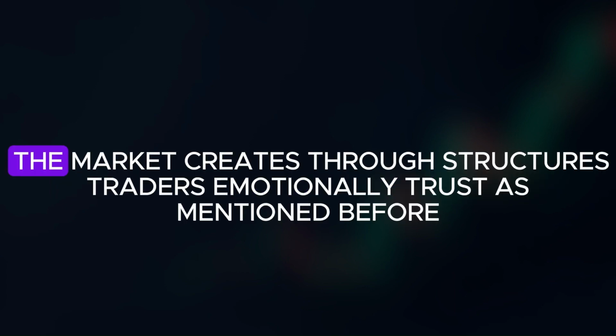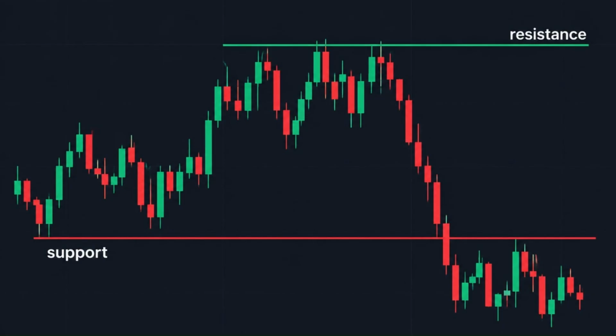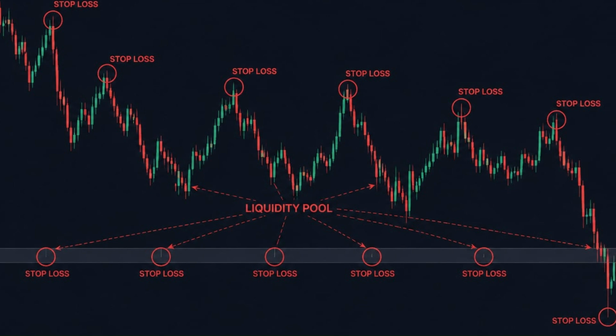First, there is engineered liquidity. Engineered liquidity is liquidity the market creates through structures traders emotionally trust, as mentioned before, like equal highs, equal lows, trend lines, support, and resistance. And once large numbers of traders begin reacting to the same areas, liquidity naturally begins forming around them. This is why these structures become major liquidity zones, because traders repeatedly place entries, stop losses, and emotional decisions around the exact same areas. This is why equal highs and equal lows become powerful liquidity zones. And this is also why trendline liquidity sweeps happen so often. Because the market understands collective retail behavior.